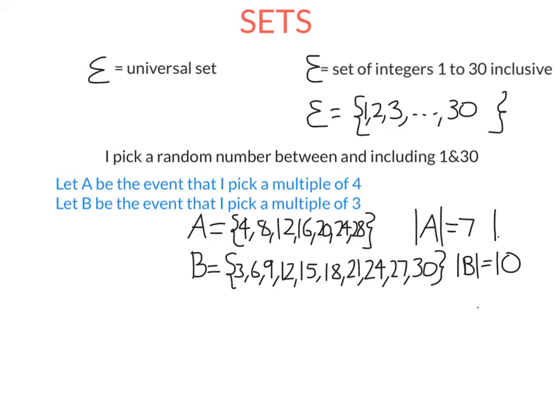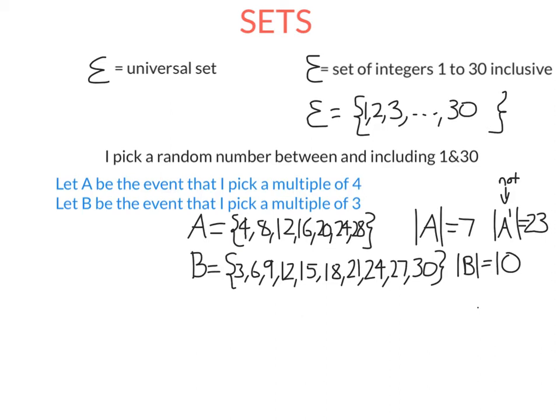What about this? This little dash here means not. If I write something like this, it says the number that are not in A. We're only looking at numbers between 1 to 30 inclusive because that's what our universal set is. If 7 of these 30 numbers are multiples of 4, the number that are not multiples of 4 is 23, because we're only looking at integers 1 to 30 inclusive.